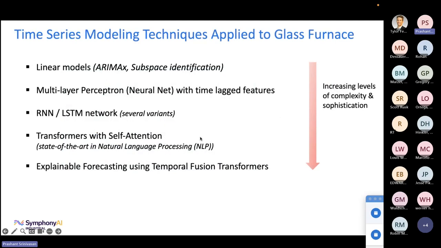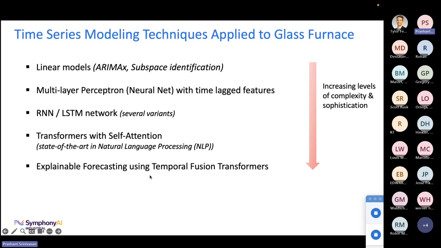Now, in terms of the time series modeling techniques that we've used for forecasting and prediction, there is a whole array of models that we have evaluated in terms of increasing levels of complexity. So there are linear models like ARIMA models, which are again data-driven, statistical models. Then you have the conventional machine learning models like random forest, and then you have the neural networks where you can bring in time-lagged features. And then one level beyond is the recurrent neural networks and LSTM networks, which are more complex architectures. And then you have transformers and something called temporal fusion transformers for explainable forecasting.